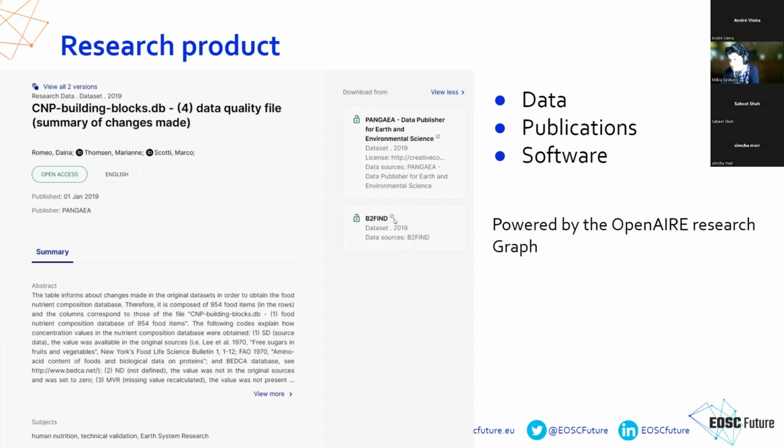And this is powered by the OpenAIRE Research Graph. So this search and display of research products is powered by the OpenAIRE Research Graph, which is relevant for what you will hear later in other presentations when explaining the procedure to onboard, because today we will be talking about the onboarding of data sources, but the final aim is to have research products in the marketplace.